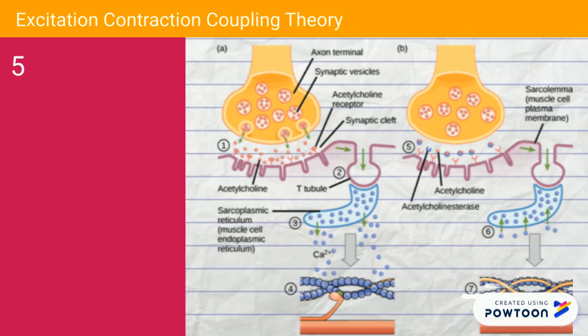Acetylcholine esterase removes acetylcholine from the synaptic cleft. Then calcium is transported back into the sarcoplasmic reticulum. Tropomyosin binds active sites on actin, causing the cross bridge to detach. Then the cycle starts all over again when an individual wants to use their muscles.